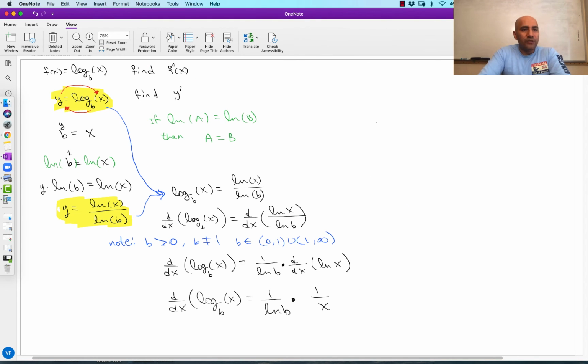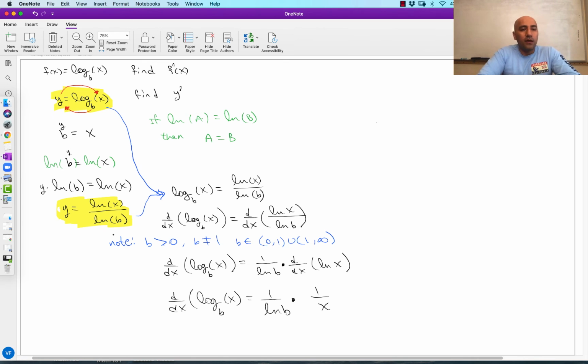Okay, so let's recap. We started with this function, f of x equals log base b of x, and we wanted to find its derivative. What's f prime of x? So I rewrote it using this notation, y equals log base b of x. Same thing, we're trying to find y prime. Then we use some basic properties of logs. We can rewrite this as b to the y power equals x. And then we're allowed to apply the ln function to both sides. Then we get to move the y out in front, another property of logs. We move this around and we end up with y equals ln x over ln b. This is also called the change of base formula.